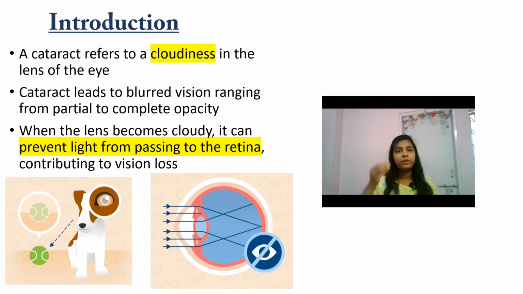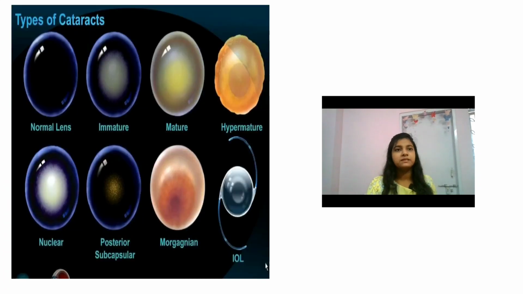Cataract leads to, when there is cloudiness, what will be happening? There will be blurred vision ranging from partial to complete opacity. When the lens becomes cloudy, it can prevent light from passing to the retina, contributing to vision loss. These are some of the types of cataracts that you will be seeing. This is the mature type. This is the hypermature type, Morgagnian type. Okay, so mature is this one that is more common, and immature is this. Initially, you will be seeing like this, then it will be going to this stage, mature.